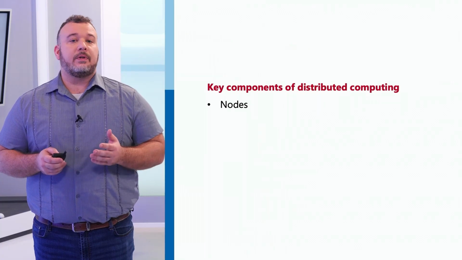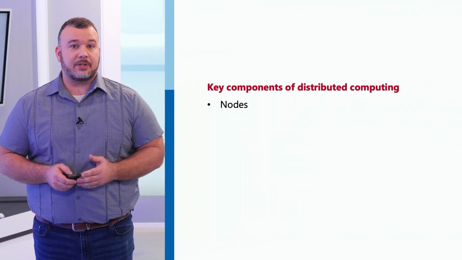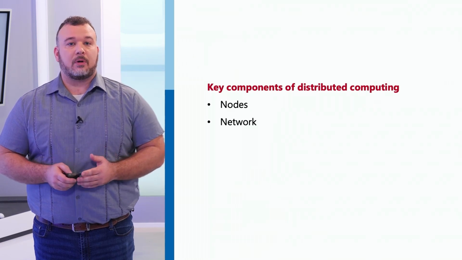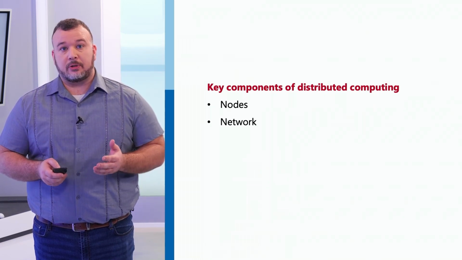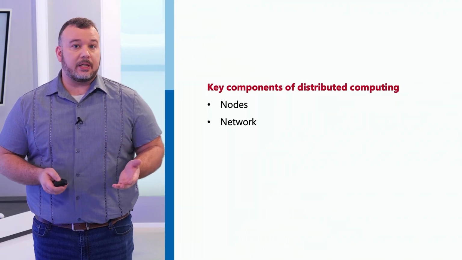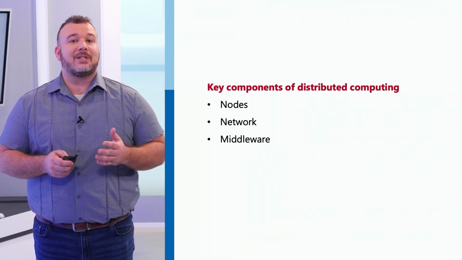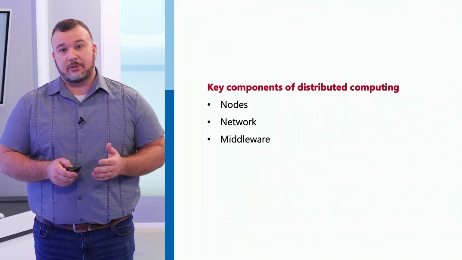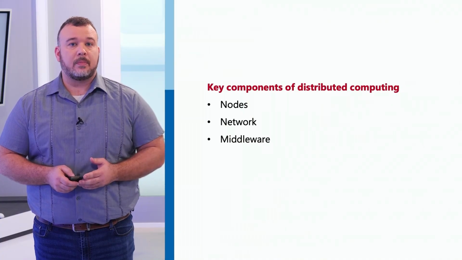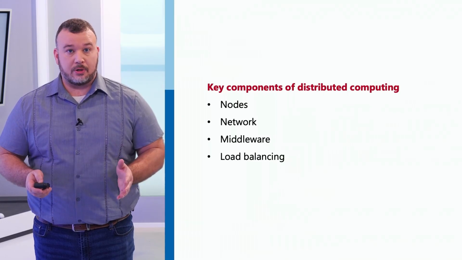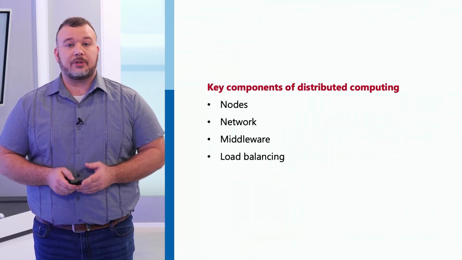Now, let's talk about some of the key components of distributed computing. First up, nodes. The individual machines or servers that participate in the system. Each node performs a portion of the total computational task. Network. This is the communication infrastructure that connects the nodes, enabling them to share data and results. Middleware. This is the software layer that manages task allocation, communication, and synchronization amongst nodes. Load balancing. This is a mechanism to evenly distribute tasks across nodes, ensuring optimal resource utilization.